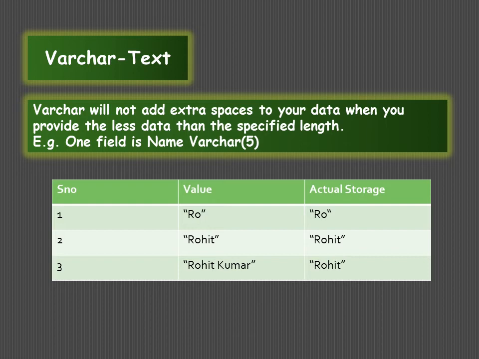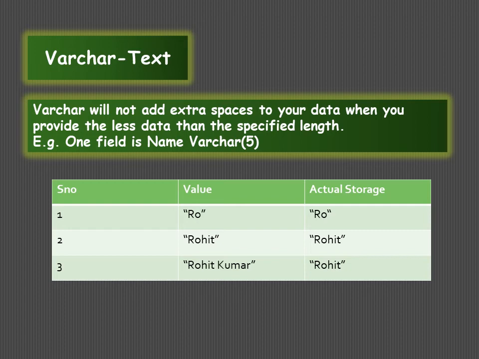Next I have entered the value Rohit. The actual storage is also Rohit. When I enter Rohit Kumar, it will only store Rohit, because the concept remains the same: whatever size or length you have specified for a field, it will only store values of that length. So if you have specified length 5, the maximum characters that can be entered will be 5. If you specify length 10, then the maximum length will be 10.